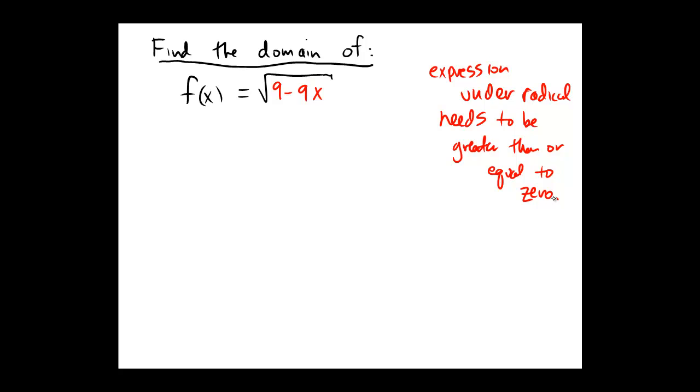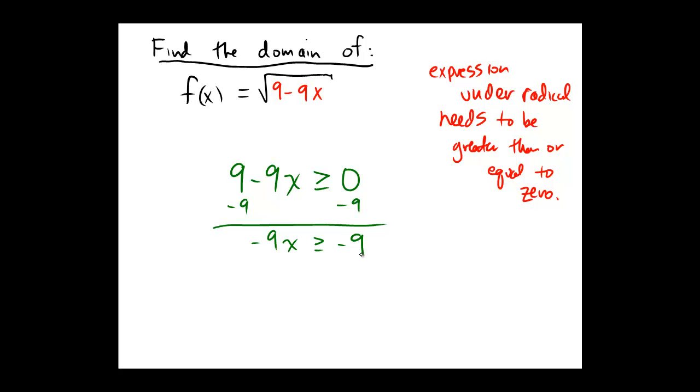In this particular example, the expression under the square root is 9 minus 9x. We take that expression, 9 minus 9x, and make it bigger than or equal to 0, because that's what we want for the valid domain. So subtract 9 from both sides: negative 9x is bigger than or equal to negative 9. Then divide by negative 9 to yield x less than or equal to 1.